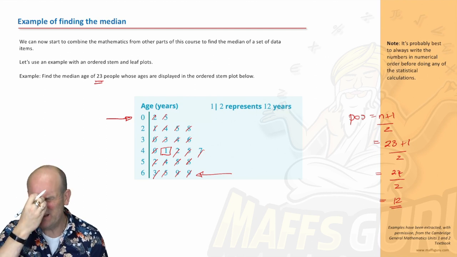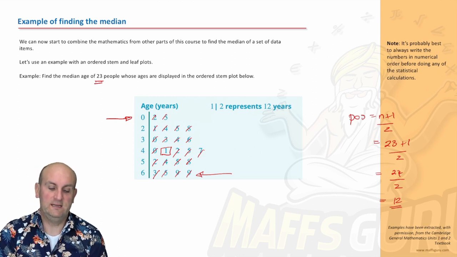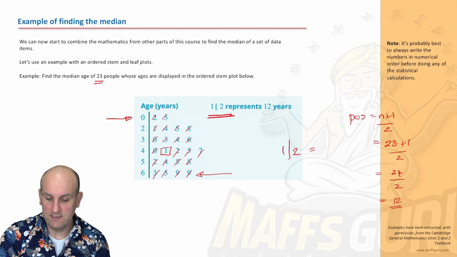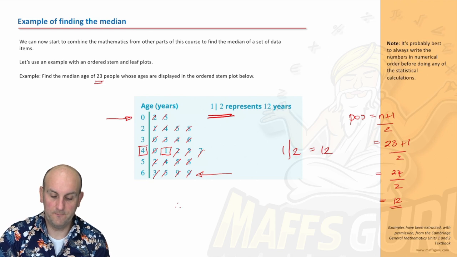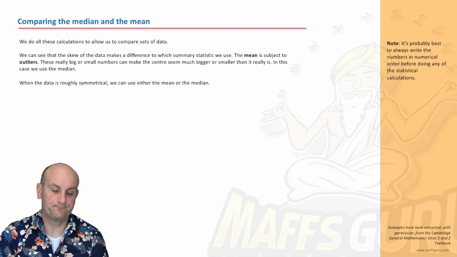Now again, please don't get tricked with these things, because that does not now mean my median is 1. You've got to be able to read these stem and leaf diagrams, and it gives you a hint here that that 1 line 2 is equal to 12 years. So we've got a 4 as my stem, I've got a 1 as my leaf, so therefore the median is equal to 41 years. Ka-ching.